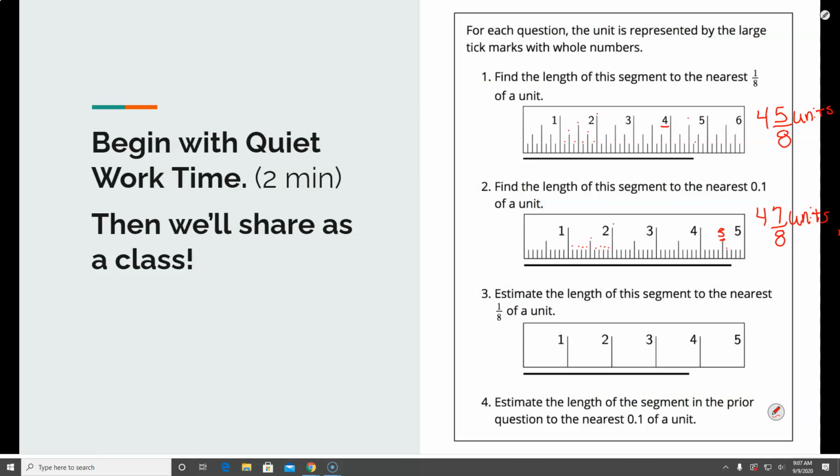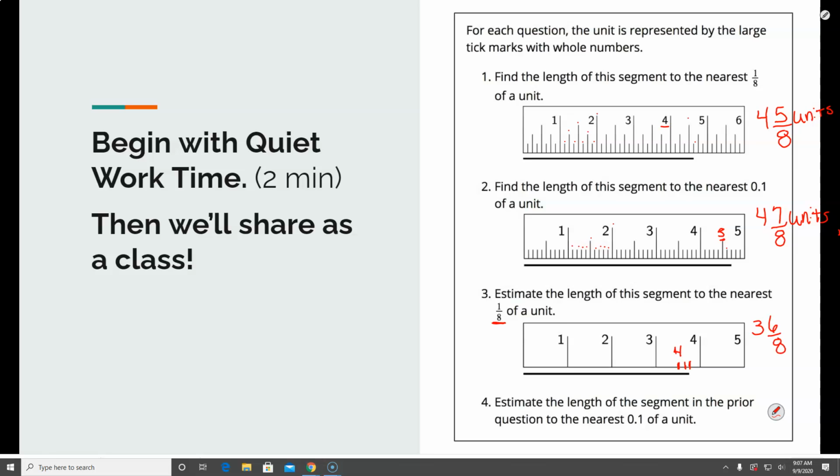Then number 3 says estimate the length of this segment to the nearest eighth of a unit. As you can tell, you don't have any tick marks here. So I would probably go halfway because there's supposed to be 8 tick marks, right? So halfway in between, that will give you 4. And it looks like you could add 2 more tick marks. So I would probably say that would be 3 and 6/8.